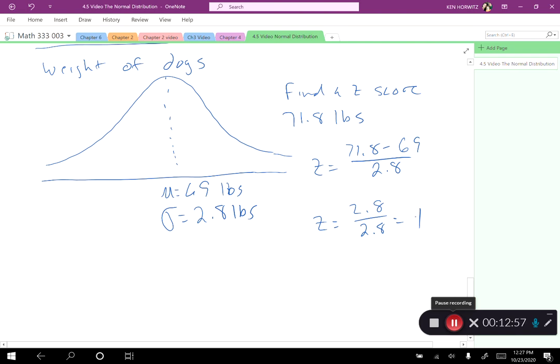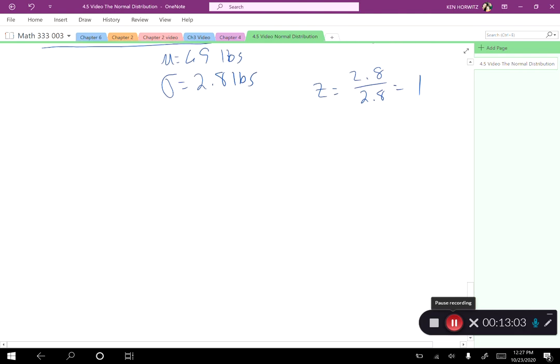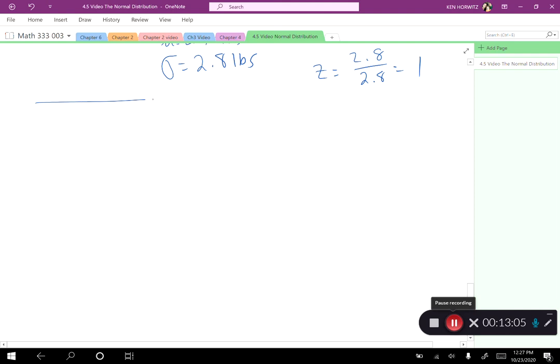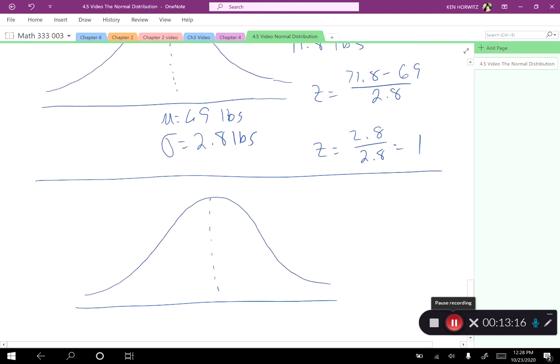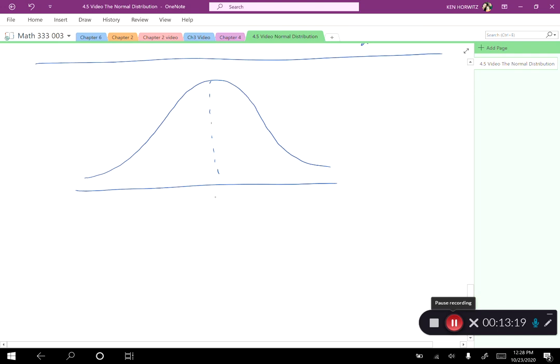So now when I redraw my graph in the standard normal, up here was 69. Now my mu is going to be 0, and my data value, I'm putting that a little far, put it a little closer, there we go. My data value, which is just going to be a little bit ahead of 0, is going to be a 1. And then I can compare it to other things.